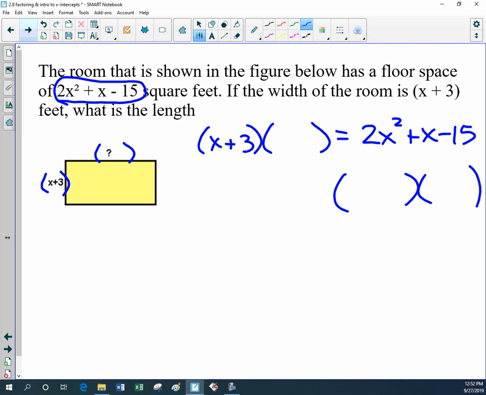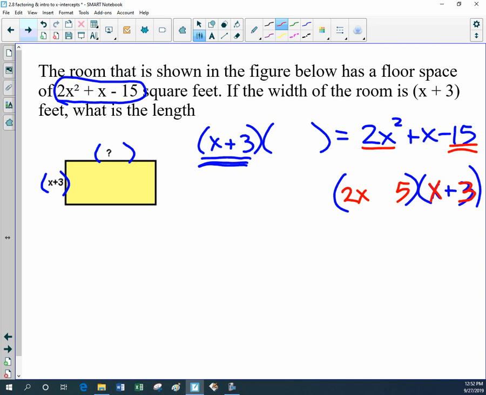And the advantage is we already know that one of these factors is x plus 3. So all we have to do is find out what is the other factor here. So let's factor this problem. So factors of 2x squared would be 2x and 1x. Factors of 15, 1 and 15 or 5 and 3. What does it have to be? 5 and 3 because there's already a 3 here.